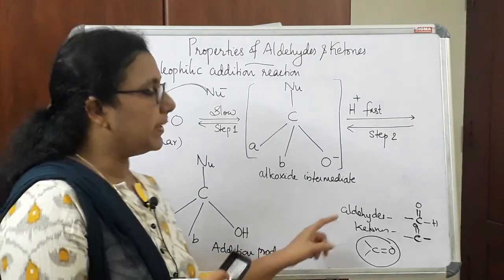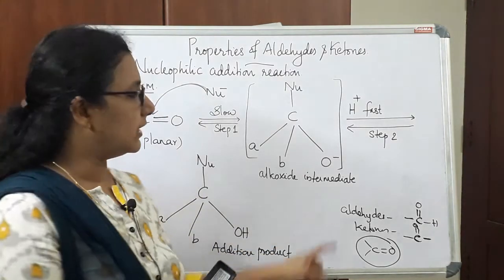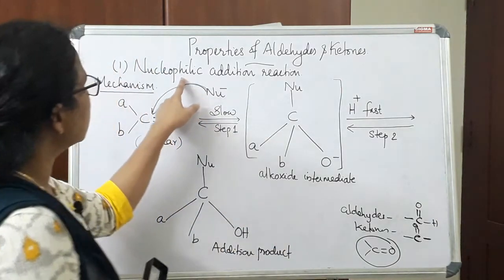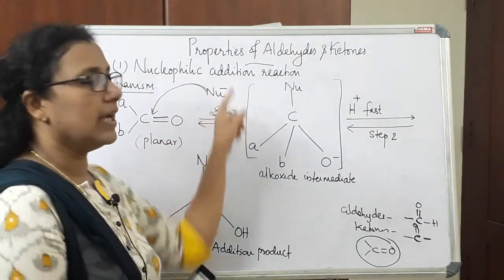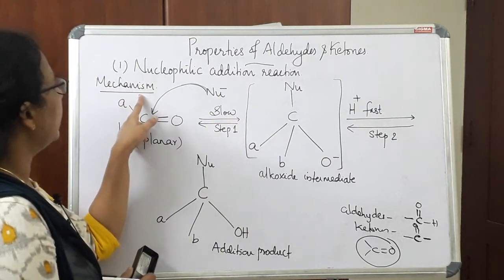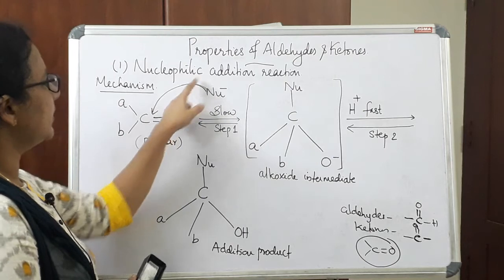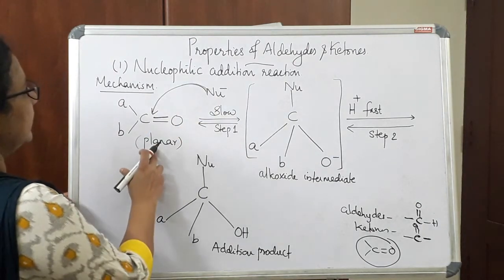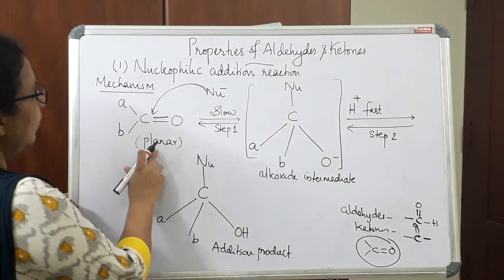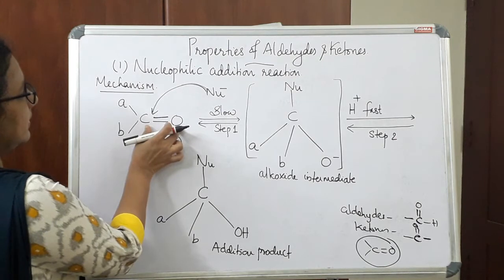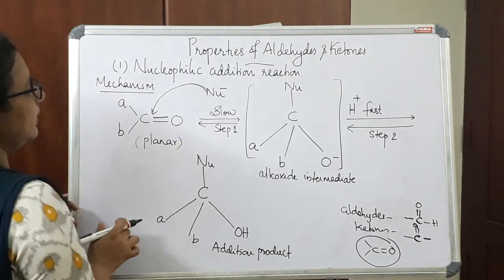So we can expect similar reactions in the case of aldehydes and ketones. So we can expect nucleophilic addition reaction in both the cases. So first of all, we can see the mechanism of nucleophilic addition reaction. Here I have written the mechanism. So this is the representation of aldehyde or a ketone. So this is a carbonyl group, that is a characteristic group in aldehydes and ketones.